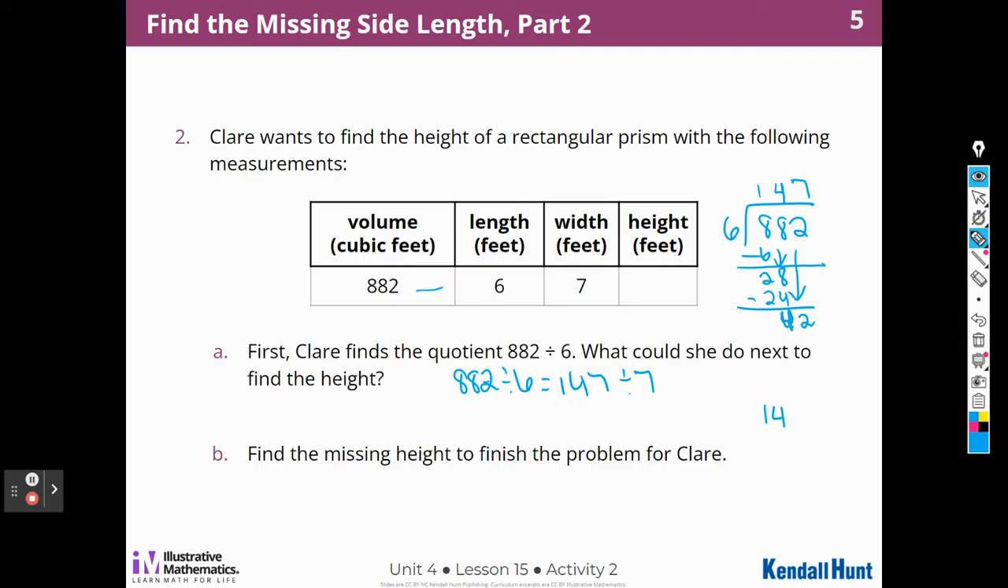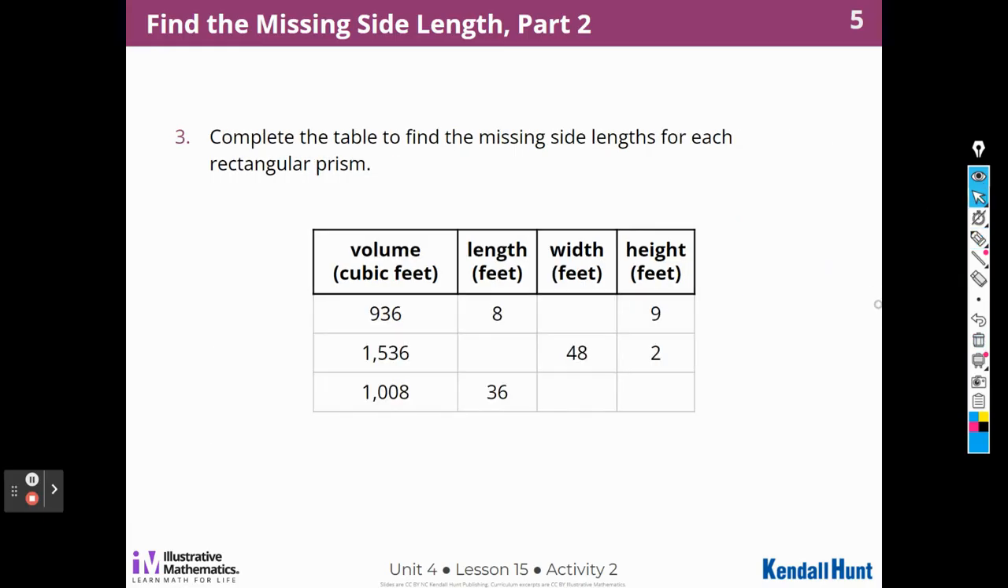So 147, that shouldn't be too hard. 7 does not go into 1, but it goes into 14 2 times. 2 times 7 is 14. And then I only have 7 left over, don't I? And 7 will go into 7 one time. So I think that the height is 21, right? That's what I think. I think the height is 21, because if I multiply 21 times 7 and then that times 6, I should get 882. All right. Good work.